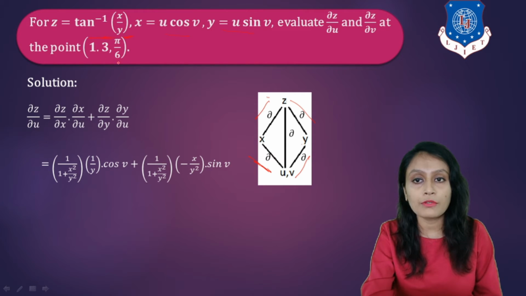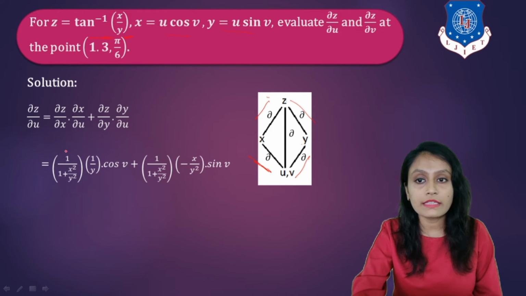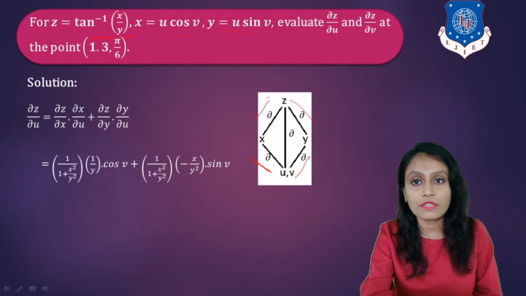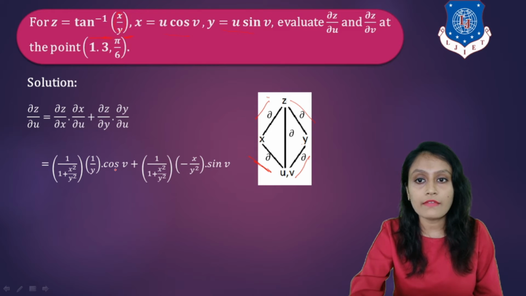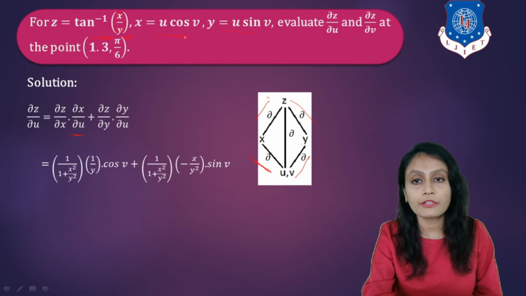Now we know the formula of tan inverse x, that is, the derivative of tan inverse x is 1 upon 1 plus x square. Okay, so using that formula here we will write 1 upon 1 plus x square upon y square into, we have to apply the chain rule. Okay, and we have to keep y constant. So the answer of this derivative of x upon y will be 1 upon y into del x by del u, which means the derivative of x with respect to u keeping v constant. Okay, so the answer will be cos v.